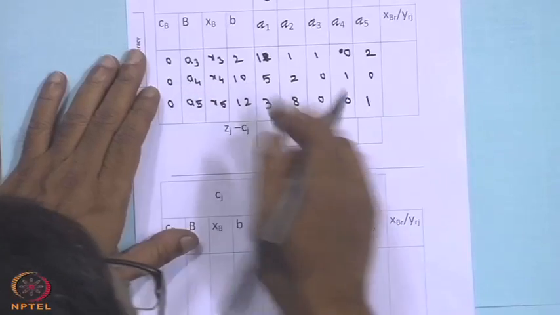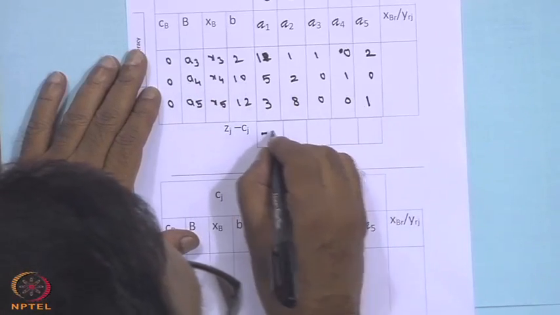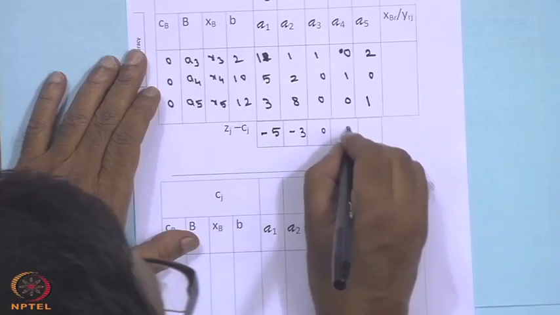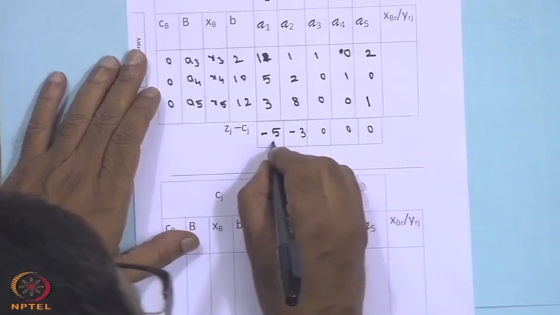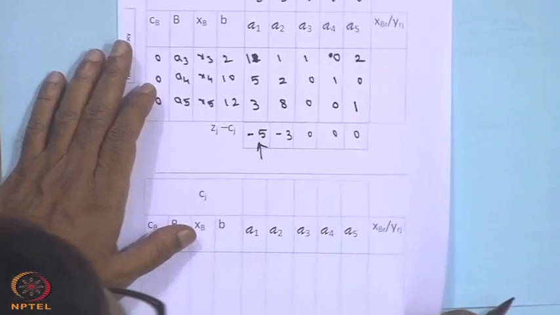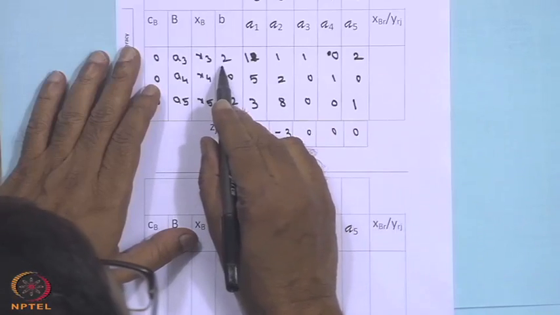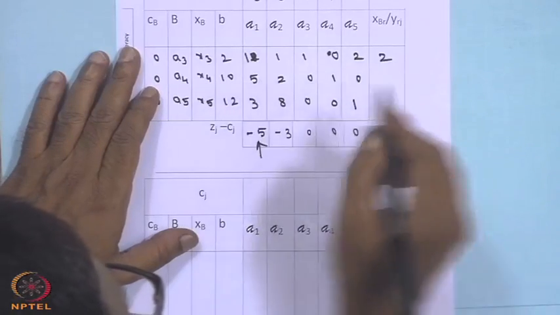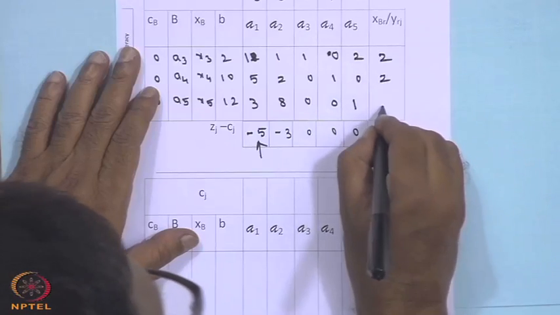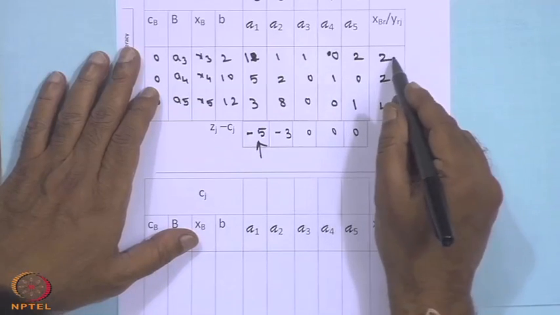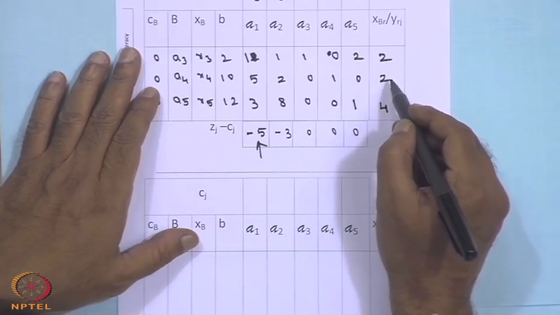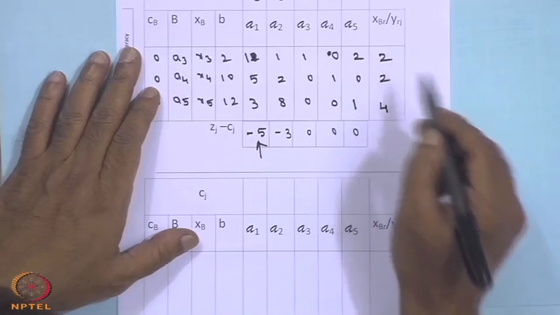If you calculate the zj minus cj value, this becomes minus 5, minus 3, and the rest will be zeros. So, the entering vector is this a1. Calculate the ratio: for the first row 2 by 1 is 2, for the second one 10 by 5 is 2, for the third one it is 2. Now, you see there is a tie over there. There is a tie in this case, that is, x3 and x4 can enter.